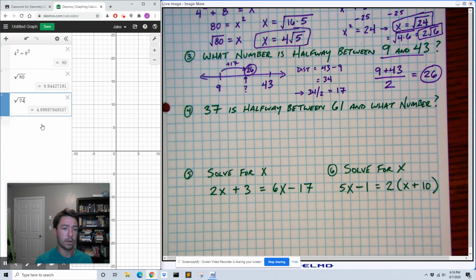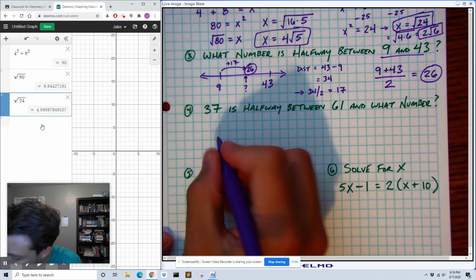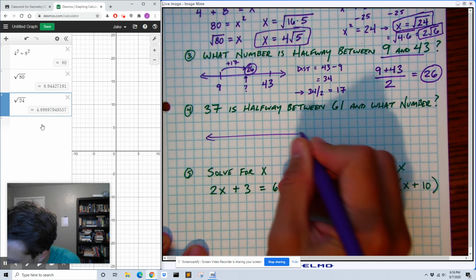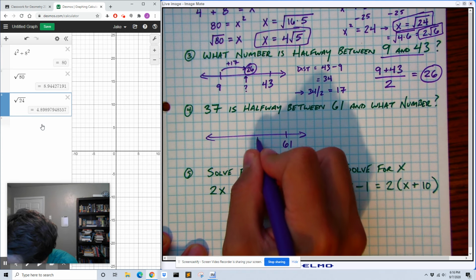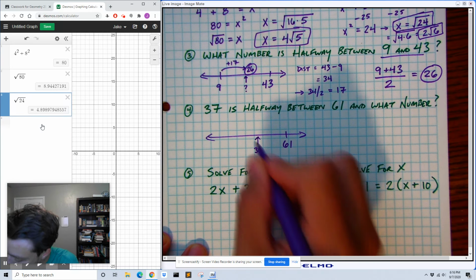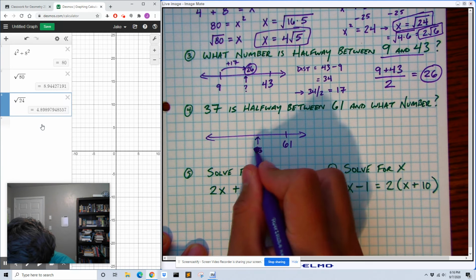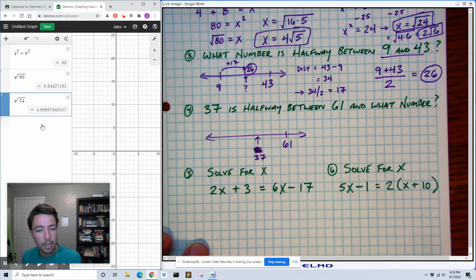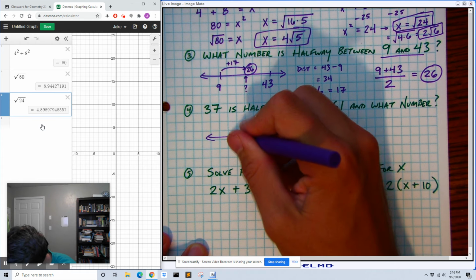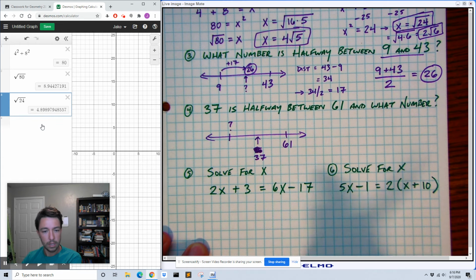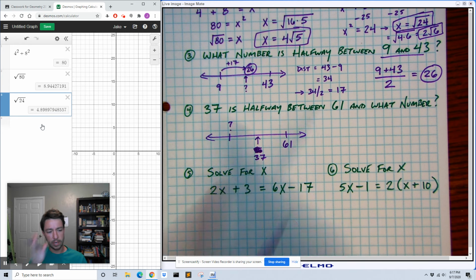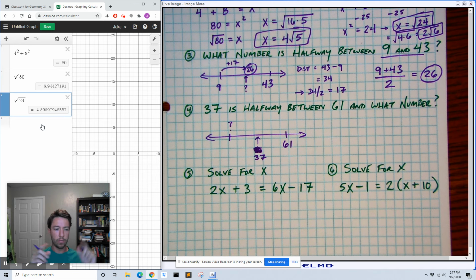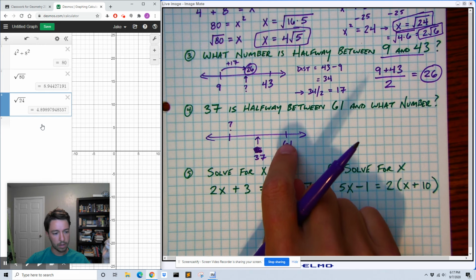Another one. 37 is halfway between 61 and what number? So this one looks kind of like this. Here's my number line. Here's 61. Here's 37. Sorry, I wrote the wrong number. 37. And now the question is what number is on the left, right? So we know the midpoint, 37, and we know one of the endpoints, 61, but we don't know the other one.